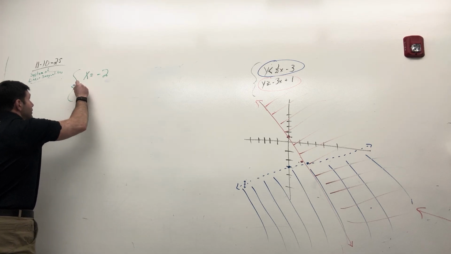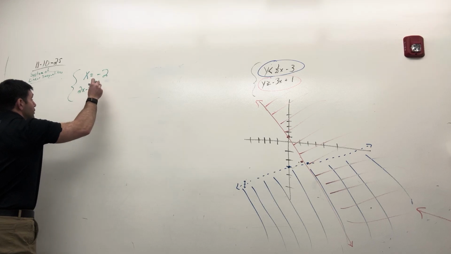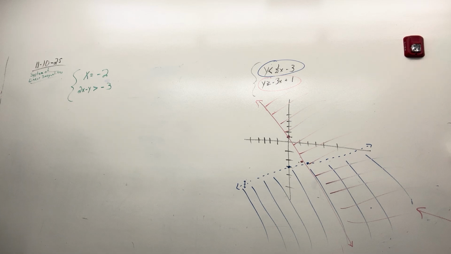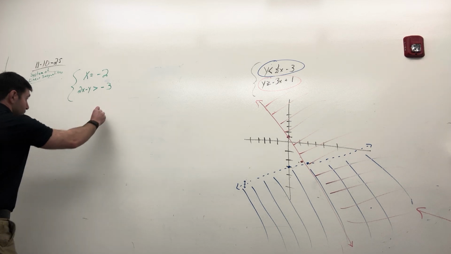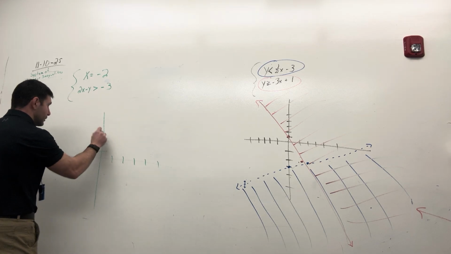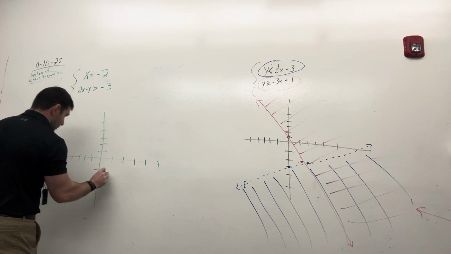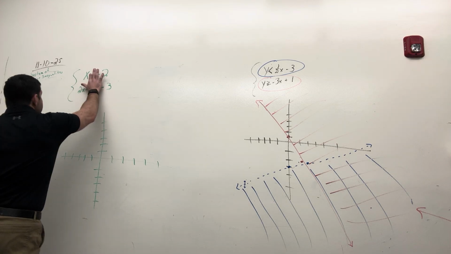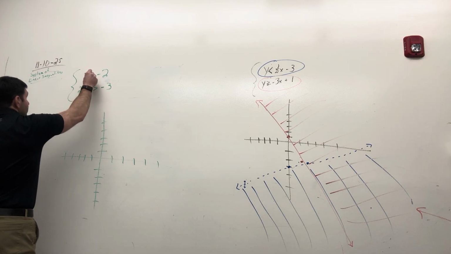x is greater than or equal to -2. 2x minus y is greater than -3. Can I just get started and start graphing this? Wait, no. Why not? Well, first off, I don't want the equal. Let's make that greater than.